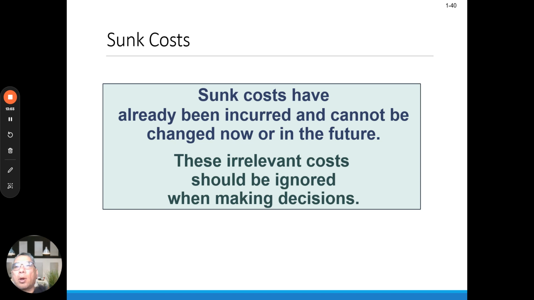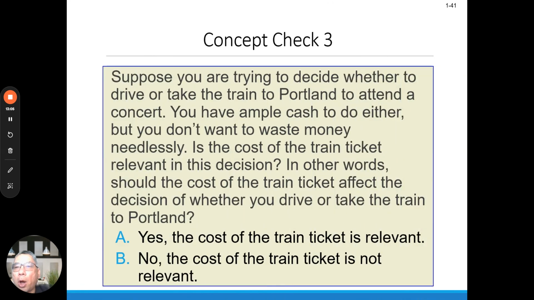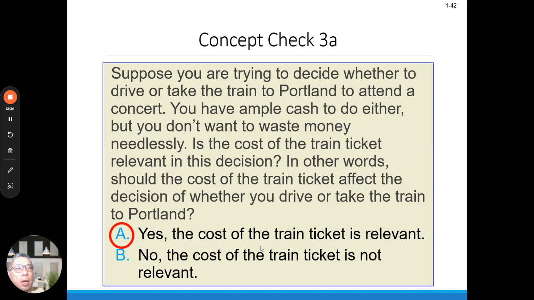Okay. Concept check: suppose you are trying to decide whether to drive or take a train to Portland to attend a concert. You have cash for either one of them, but you don't want to waste money needlessly. Is the cost of the train ticket relevant to this decision? In other words, does the cost of the train ticket affect the decision whether you drive or take a train? A. Yes, the cost of the train ticket is relevant. B. No, the cost of the train ticket is not relevant. The answer is yes, because the cost of the train ticket is relevant.